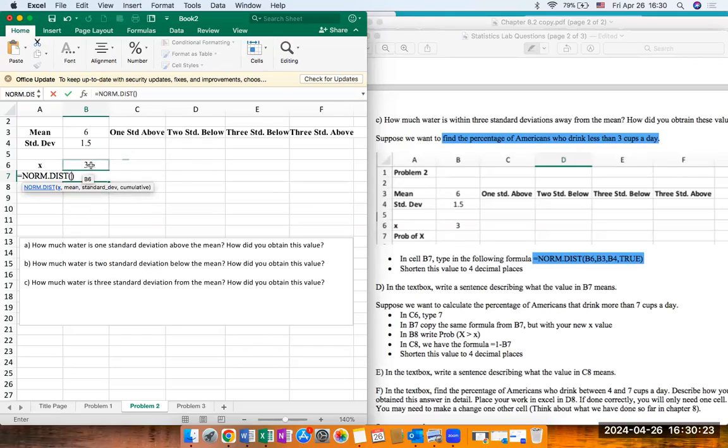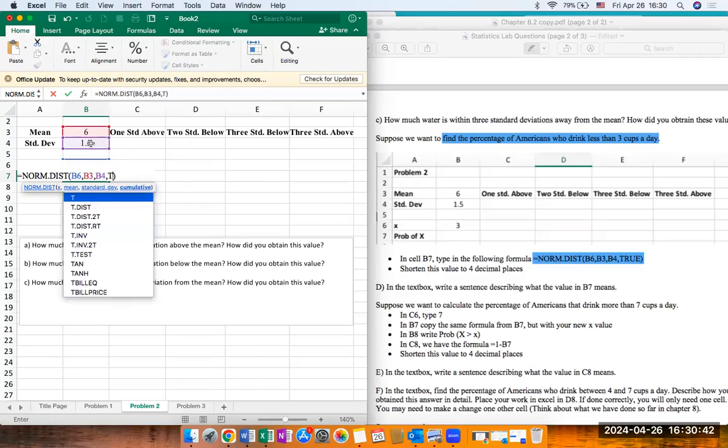So your x value being 6 up here, in B6, so number 3. Your mean being right here, 6, your standard deviation here, and then cumulative. It's just saying, do you want a normal CDF or a normal PDF? CDF being cumulative, this is true. If we wanted specifically at 3, it would be false. The ones that we're working with today, we will all be using true.